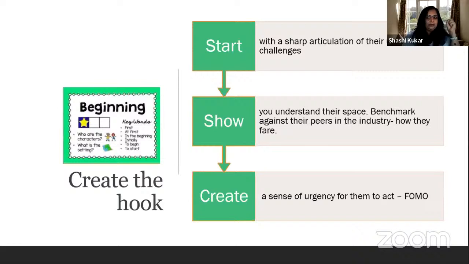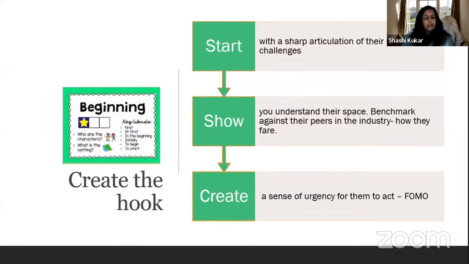So the important element first has to be a sharp articulation of their unique challenges. And a very interesting factor here is that there are many other vendors like yourself who'll be articulating this. So it cannot be an academic exercise, a Google copy paste that applies to everyone. It has to really show their language, show that resonance with them, right?